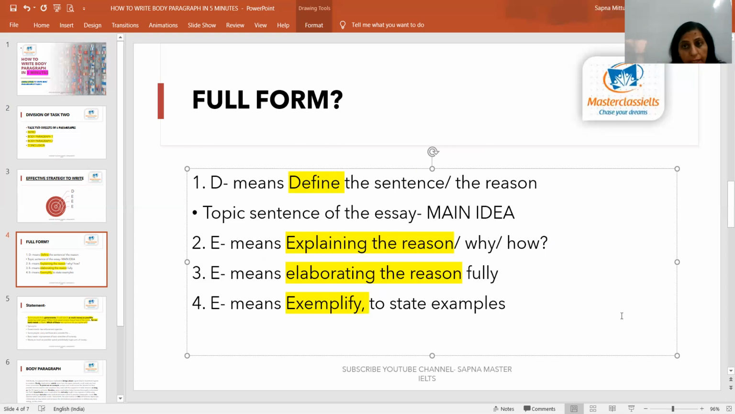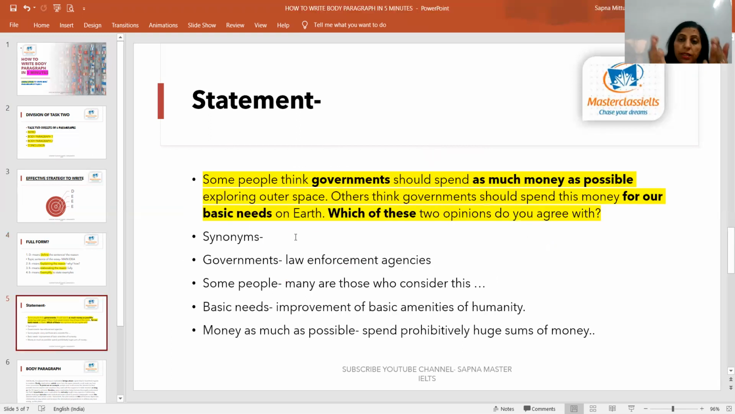Now, moving ahead, I'll be telling you how to write a body paragraph of an essay. Suppose the statement is in front of you. The statement is, some people think governments should spend as much money as possible exploring the outer space. Others think government should spend this money for our basic needs on Earth. Which of these two opinions do you agree with? If you haven't watched my introduction video, you can see that, and you will come to know that I discussed how to use the keywords, how to underline the keywords.